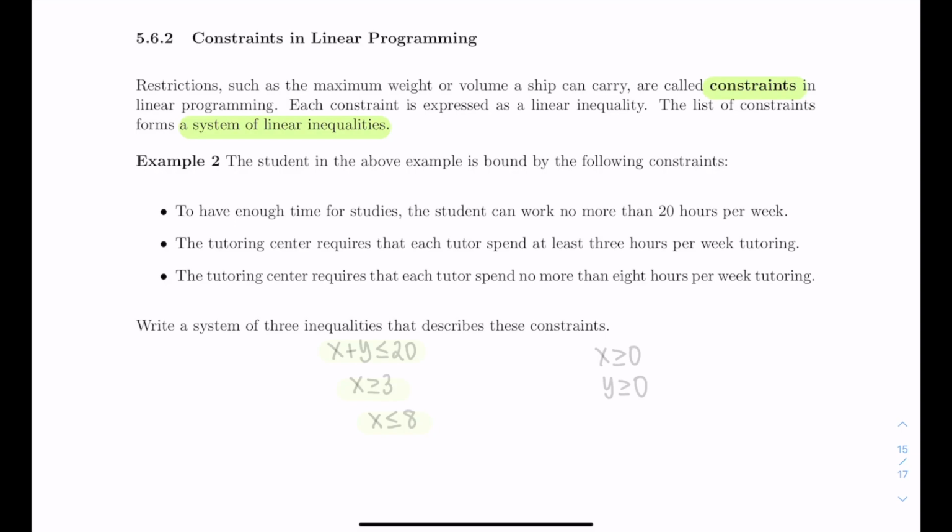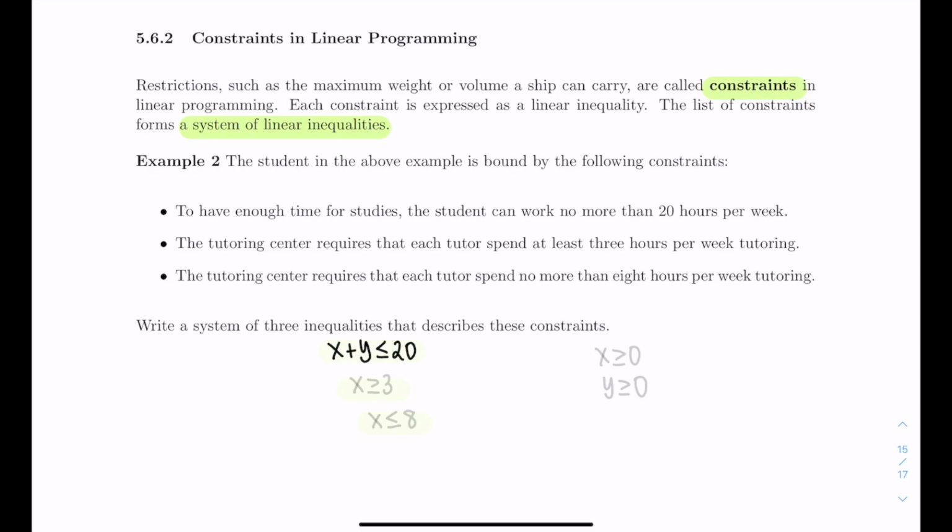So she's saying that she can't work more than 20 hours per week. Well, she works 2 different jobs. She tutors and she's an assistant. So the sum of these 2 hours cannot exceed 20. That's the first bullet point.